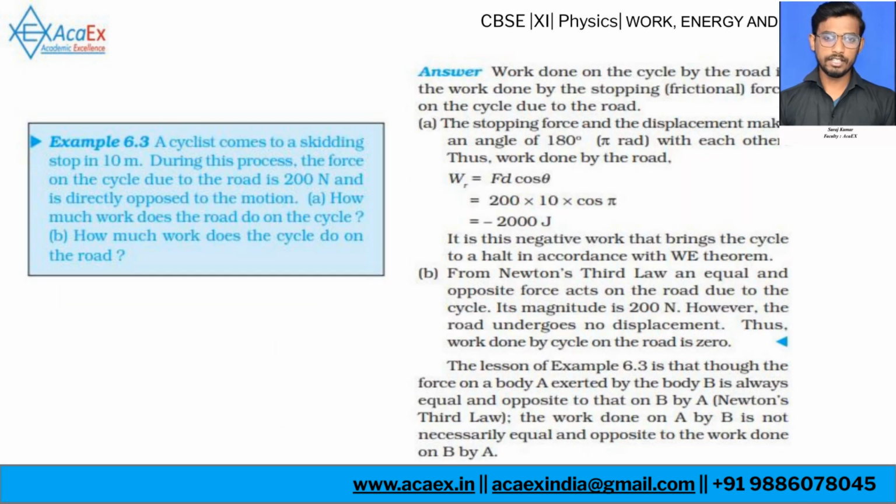Example 6.3. A cyclist comes to a skidding stop in 10 meters. The force on the cycle due to the road is 200 newtons and is directly opposed to the motion. A. Work done by the road, W, is F d cos theta, which is 200 times 10 times cos pi, equals negative 2000 joules. B. Work done by the cycle on the road is 0, since the road undergoes no displacement.